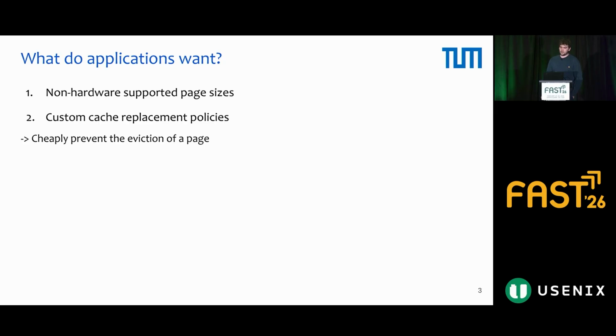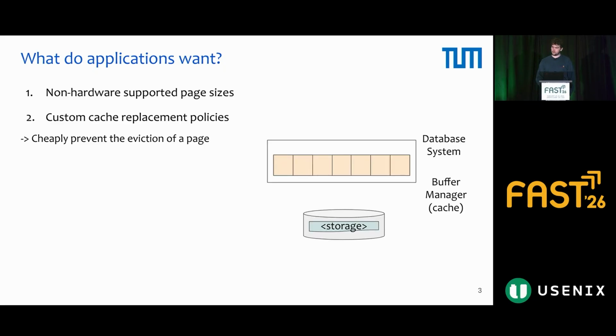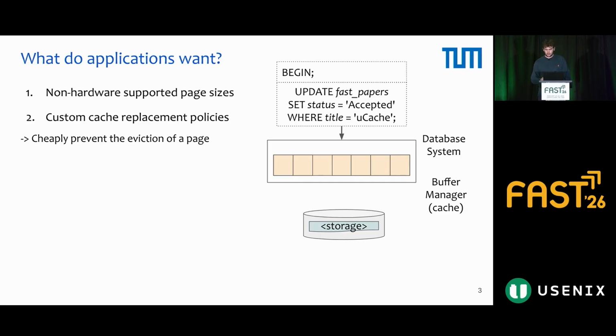Second is to customize the replacement policy, including the eviction and the prefetching, and they want to customize it to their workloads. In particular, cheaply preventing the eviction of a page is a fundamental requirement to ensure transactional safety. So let's just take 1 second to look into that. Take a database system with a buffer manager that manages the cache. When a query arrives, the buffer manager must ensure that the page that has been modified is not persisted until the transaction has been logged or committed.